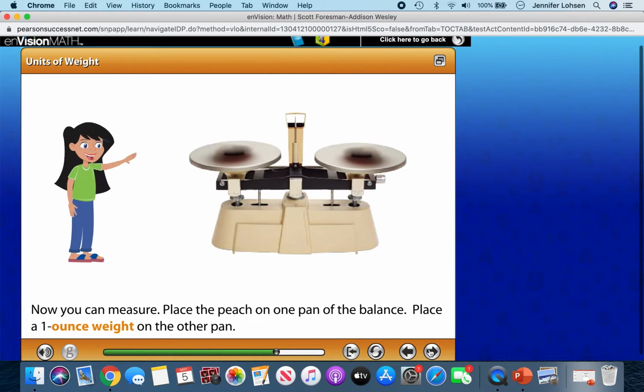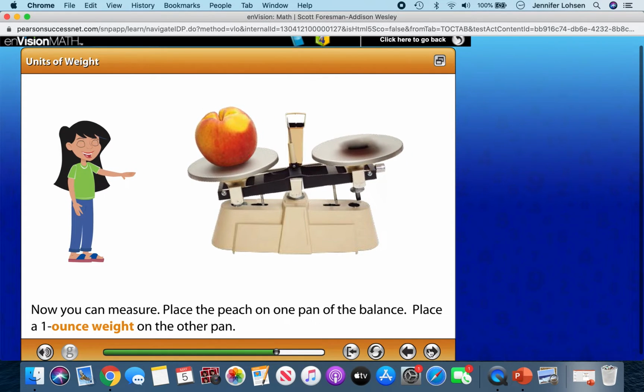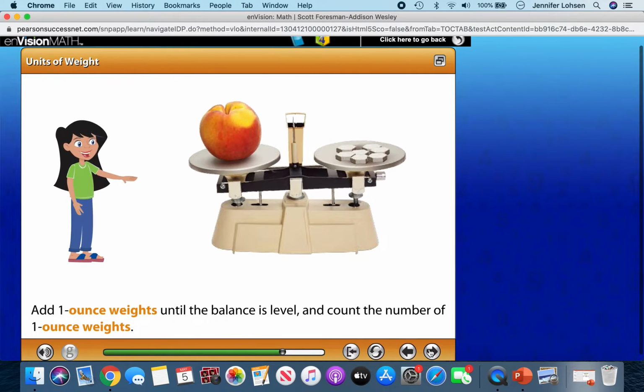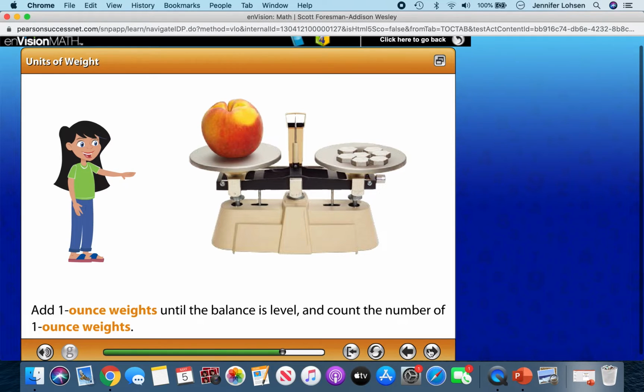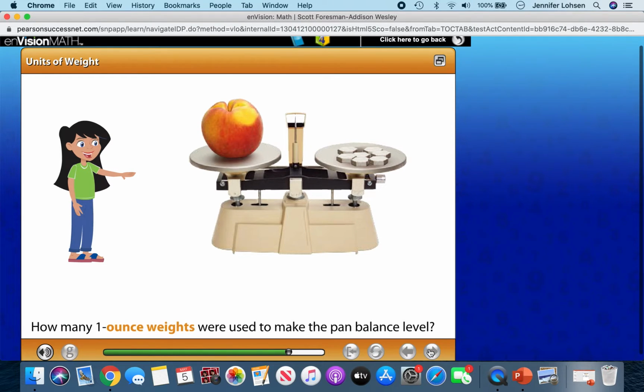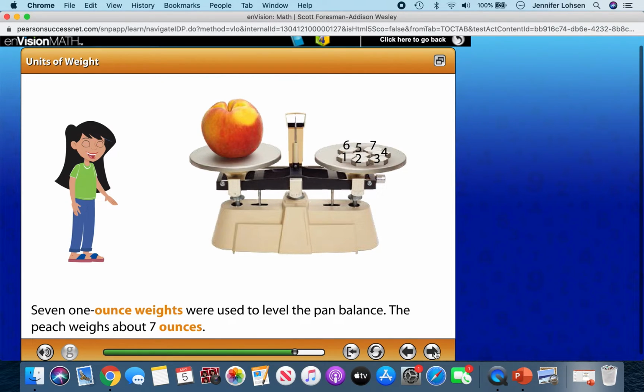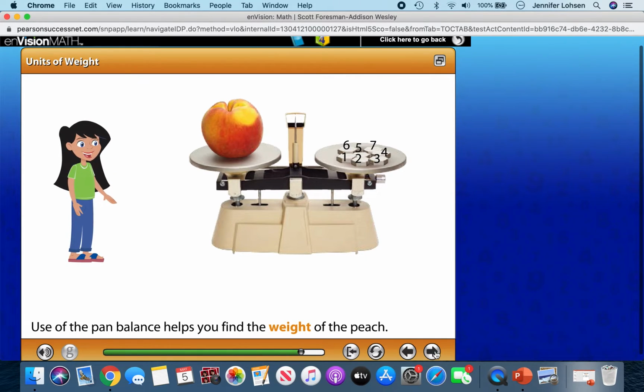Now you can measure. Place the peach on one pan of the balance. Place a 1 ounce weight on the other pan. Add 1 ounce weights until the balance is level, and count the number of 1 ounce weights. How many 1 ounce weights were used to make the pan balance level? They have 7 1 ounce weights there, so therefore the peach would be equivalent to 7 ounces. 7 1 ounce weights were used to level the pan balance. Use of the pan balance helps you find the weight of the peach.